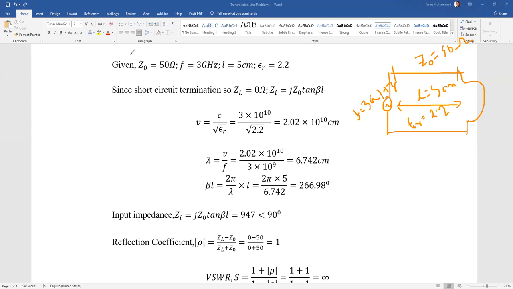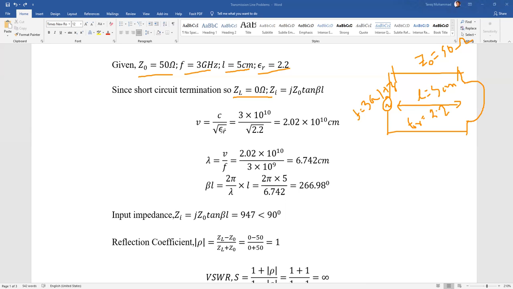Okay, so given Z naught is 50 ohm, F is 3 GHz, L is 5 centimeter, epsilon is 2.2. These values are given. So if the circuit is short circuit, then ZL would be 0. And Zin, the input impedance equation, would be Z naught j tan beta L. It would be the input impedance equation.